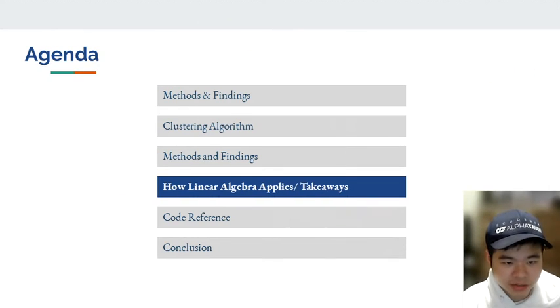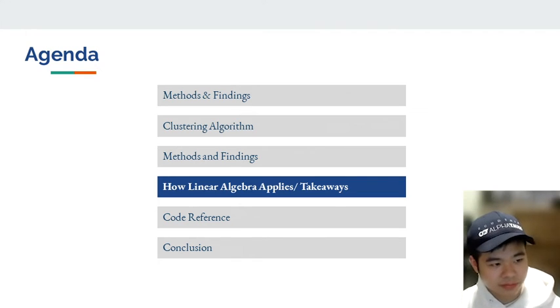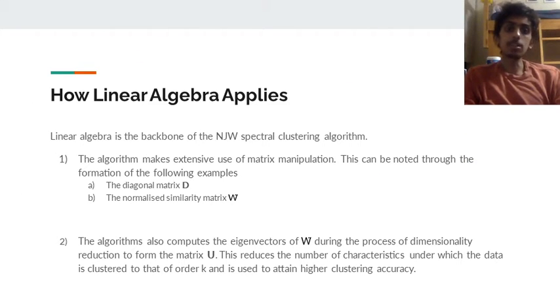I will then hand over to Ani to explain how linear algebra is applied in our algorithm. Thanks, Rico. So how does linear algebra apply to our project? Well, linear algebra is the backbone of how the NJW spectral clustering algorithm works. This can be broken down into 2 parts as shown in the slide here. For the first part, it can be noted that the algorithm makes extensive use of matrix manipulation. This can be seen through the formation of the diagonal matrix D, the normalized similarity matrix W tilde, the base similarity matrix W, the eigenvector matrix U, and the normalized eigenvector matrix U tilde. Without linear algebra, none of this would be possible.